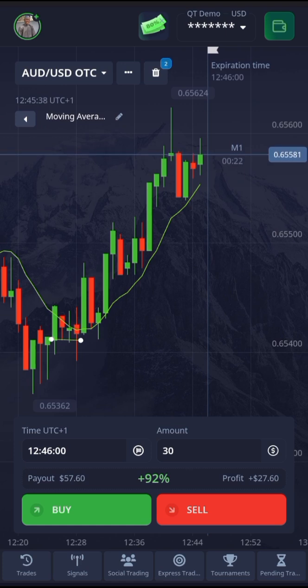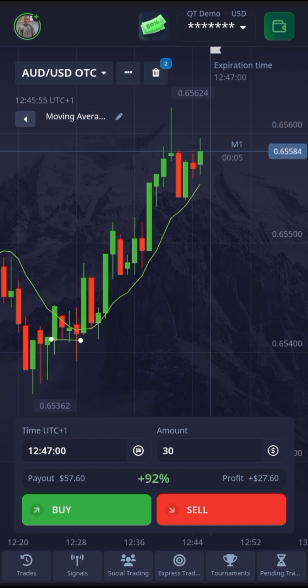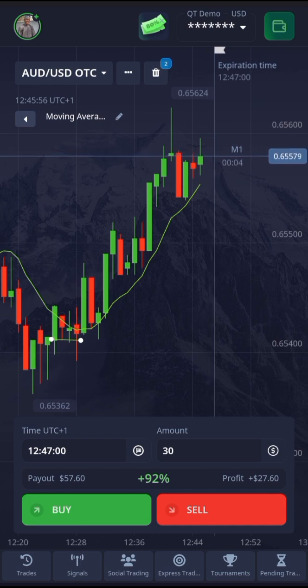You see, when the candle is moving above the moving average, you just have to look for a buy setup only. And also when the candle is moving below the moving average, just have to look for a sell setup. So that's how the moving average works. So it's so simple, guys. So let's just wait.